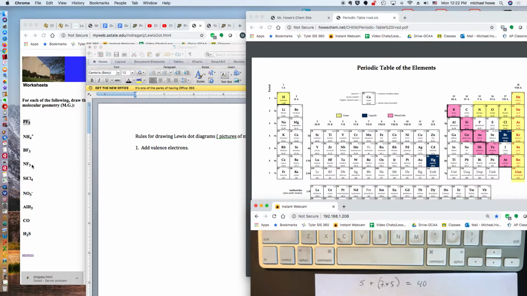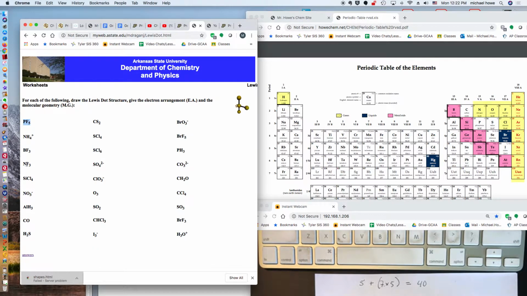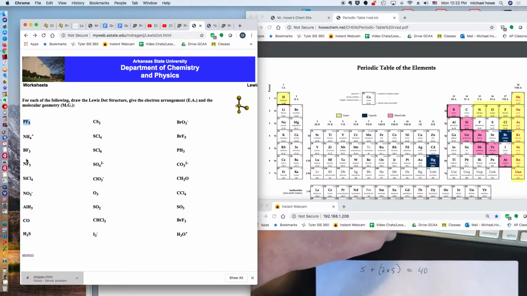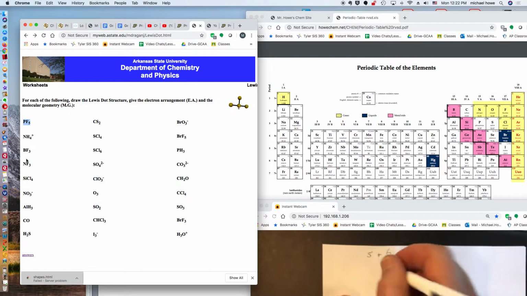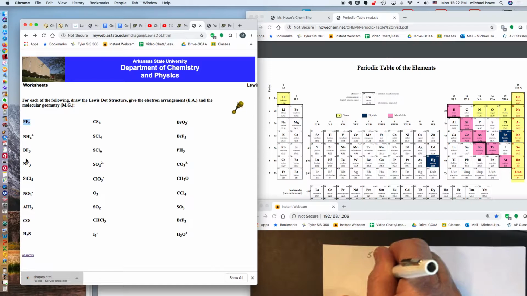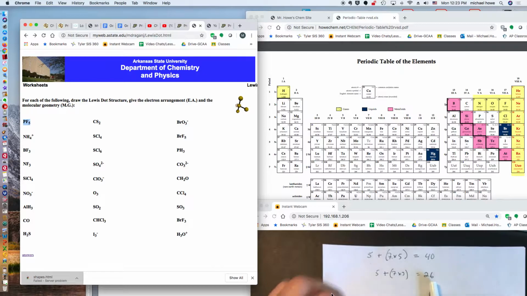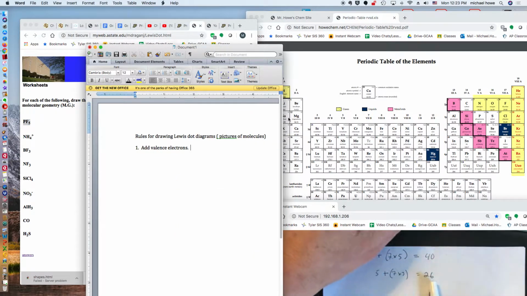If we wanted to add the valence electrons in NF3, this is NF3 now, we have 5 for nitrogen, so the nitrogen's right here. And then fluorine is 7, so 7 times 3 would be 21. So you'd end up with 26 valence electrons. So that's what I mean when I say add the valence electrons.